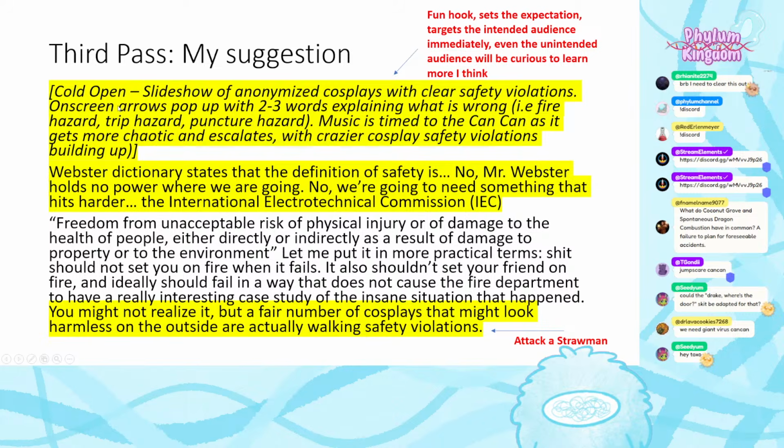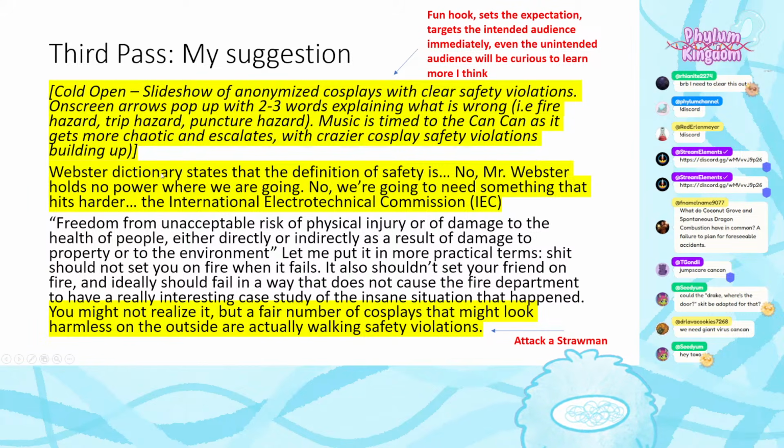So my suggestion is a cold open to your video, if this is a video, a slideshow of anonymized cosplays with clear safety violations, or if this is a blog post, maybe just a picture, right? And an arrow going like, this is a trip hazard, or this is an electrical fire hazard, or whatever. With 2 or 3 arrows that pop up every time with what is wrong. So you pop up the cosplay, and then bing. An arrow points to the part that is dangerous, and then 2 or 3 words, fire hazard, right? And if you do that with a lot of cosplays, I think that's really funny and a very engaging way to start the video. And then I think you just start with your joke, right?